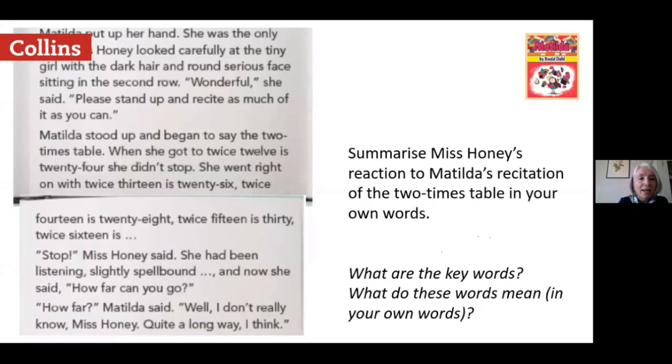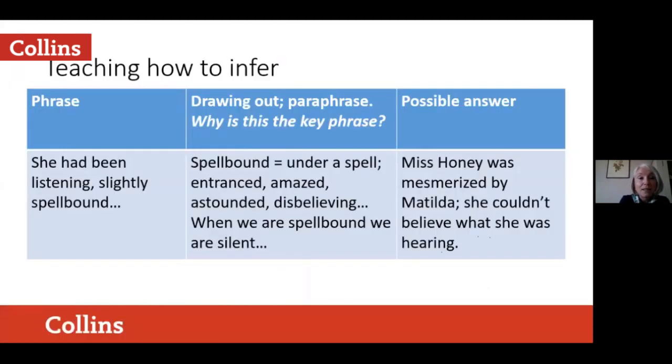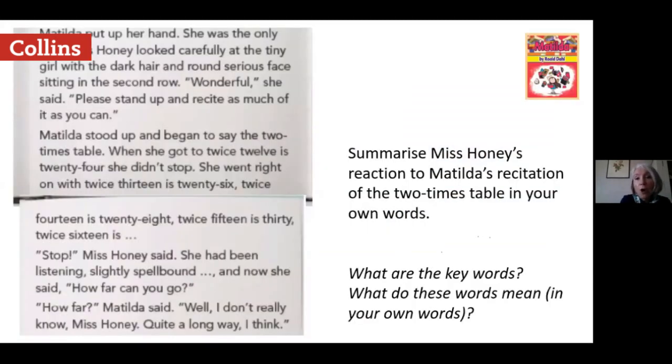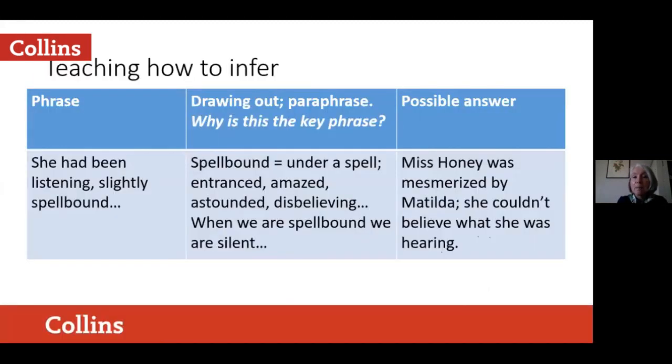Have a look at this little passage. Which bit is the key word that Roald Dahl puts in to tell us how Miss Honey is reacting to Matilda? Listening spellbound. Listening slightly spellbound. Absolutely. Those are the key words. If we look at this, we've got wonderful right in the beginning, but that's a bit misleading because that is before Matilda starts to spell. So the key words that Roald Dahl has given us is listening slightly spellbound.